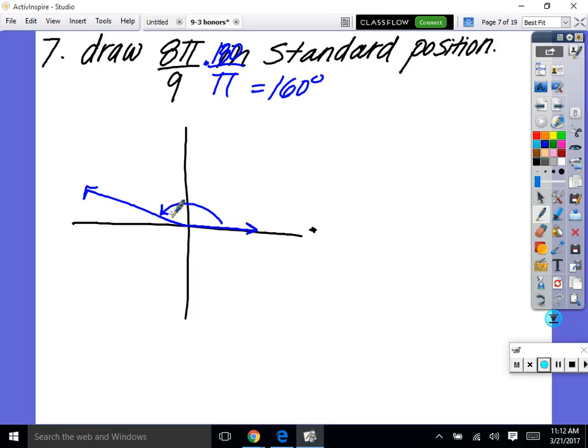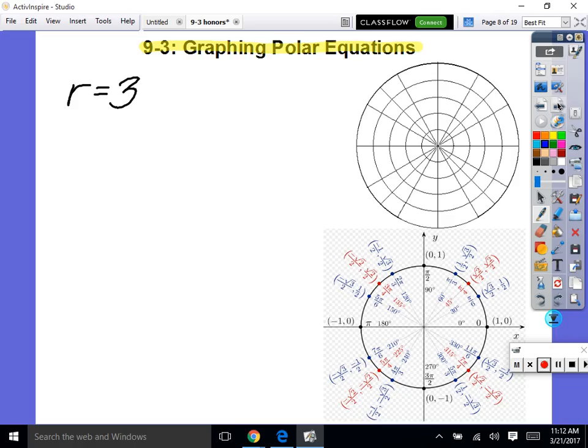And what you would do is you would literally be able to, on the calculator, click and drag over to 160 degrees. All good? All right.